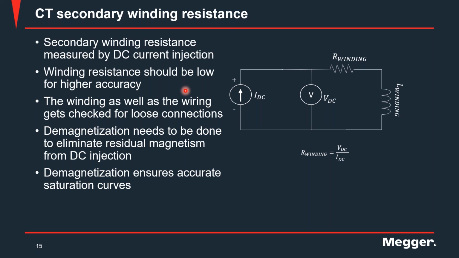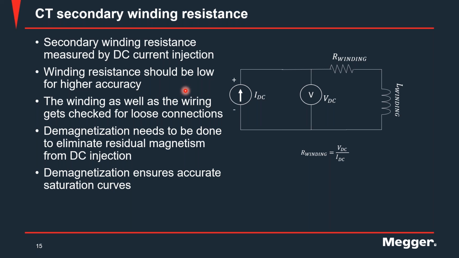Once this test is done, because in this test we inject DC current through the winding, we end up magnetizing the core. So it's important to demagnetize the core and restore it back to its original state. So this test is typically followed by a demagnetization process.